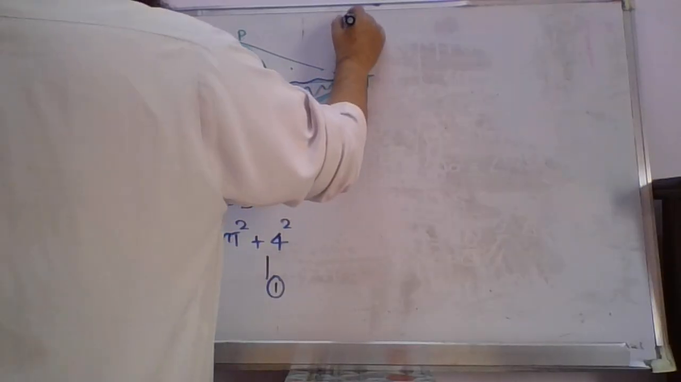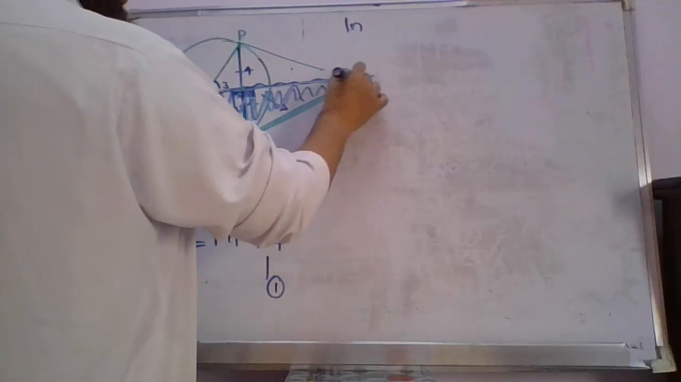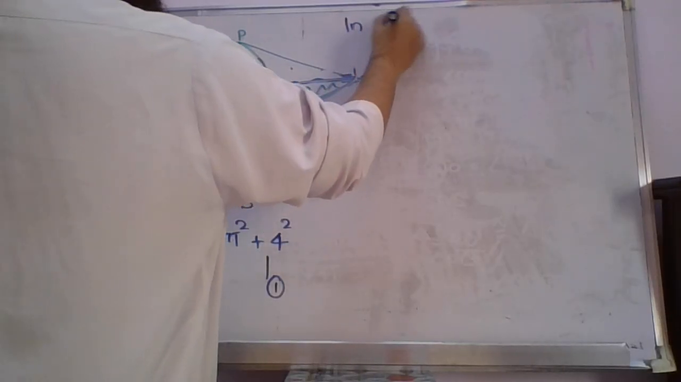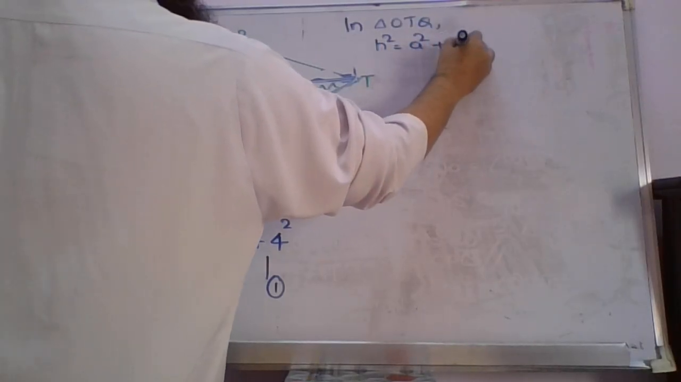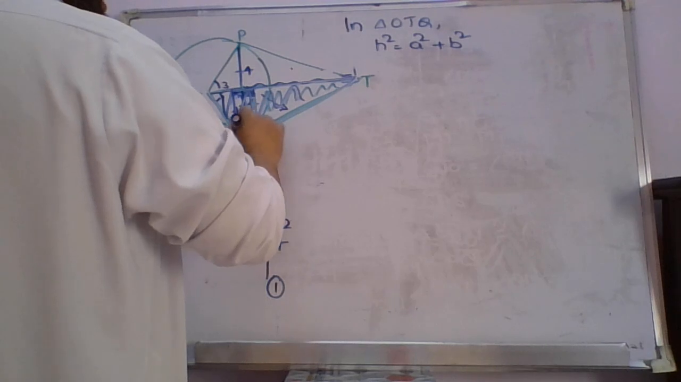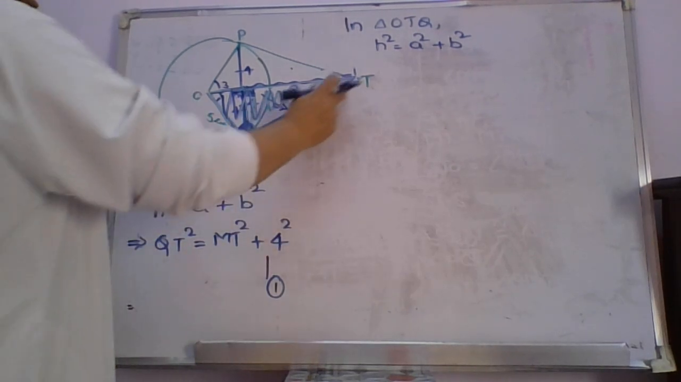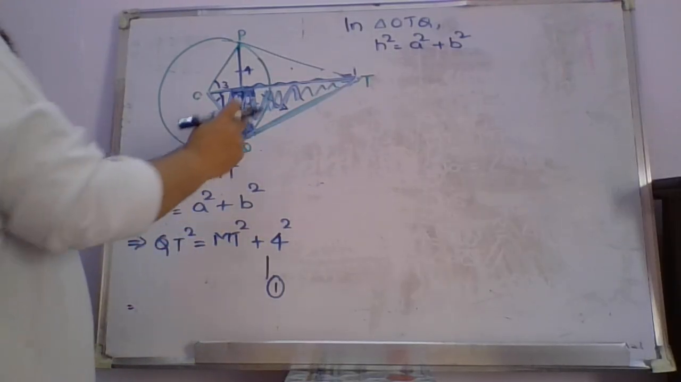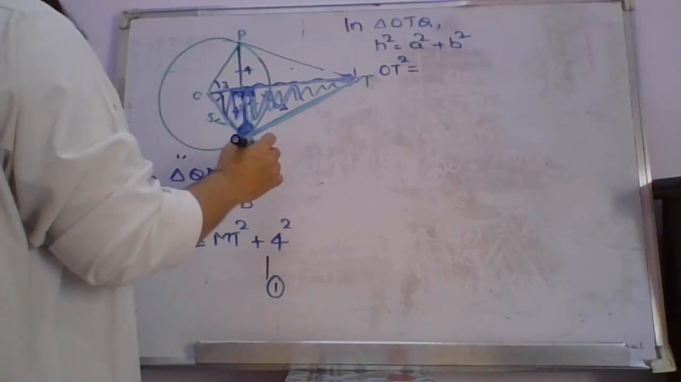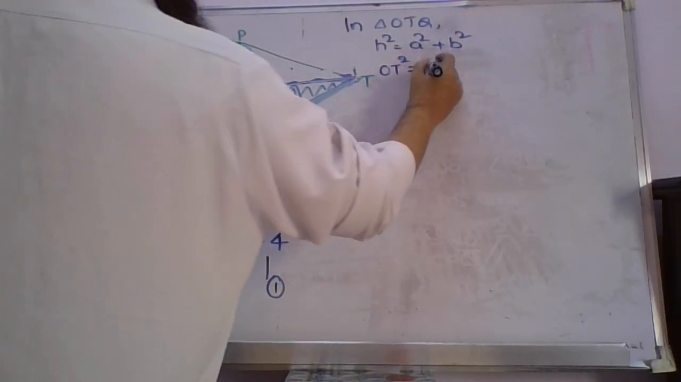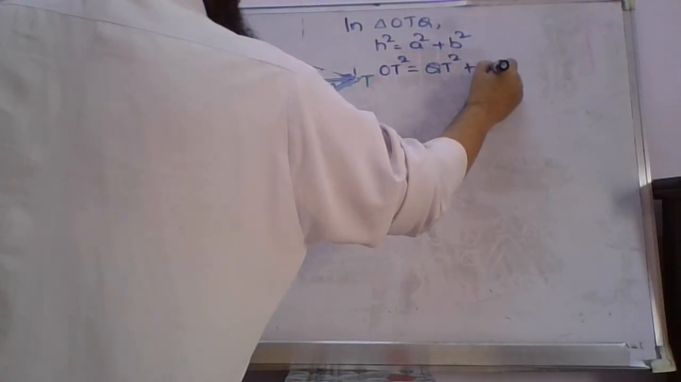Now let us take the bigger right angle triangle. Where is it? This one. So in triangle OTQ, hypotenuse square is equal to altitude square plus base square. In this triangle we have 90 degrees over here. So this one is a right angle triangle, right? Because the radius and the tangent make 90 degrees. So therefore, what is the hypotenuse? OT square. OT square is equal to, what is the altitude? Altitude you can take as QT square plus, what is the base square? Base square is 5 square.